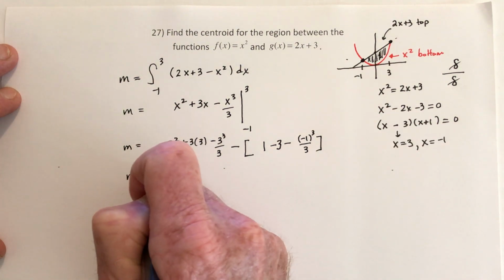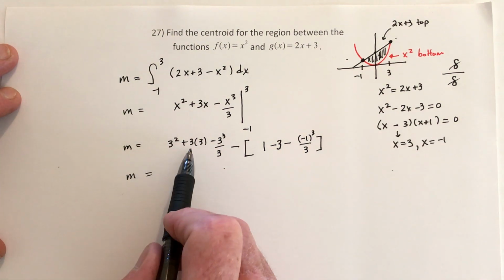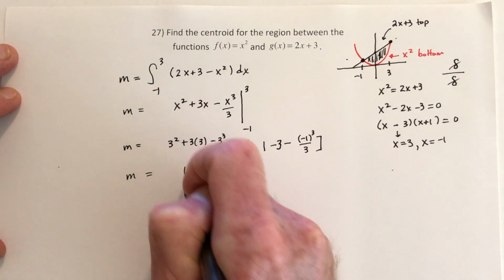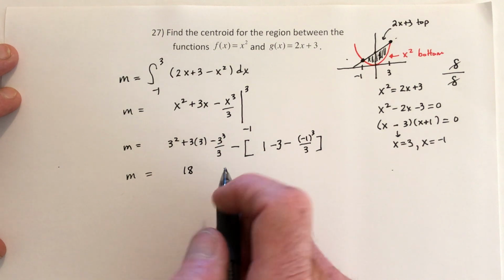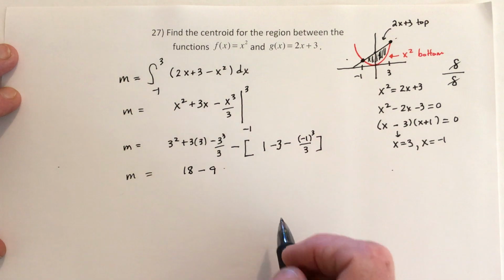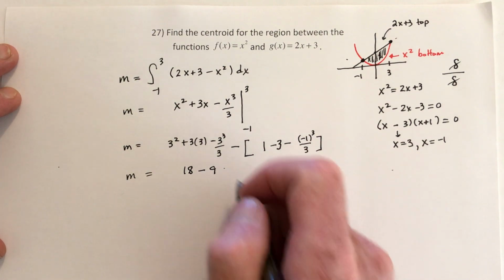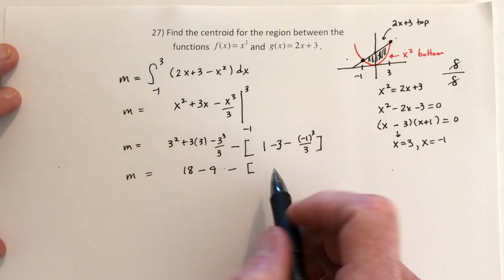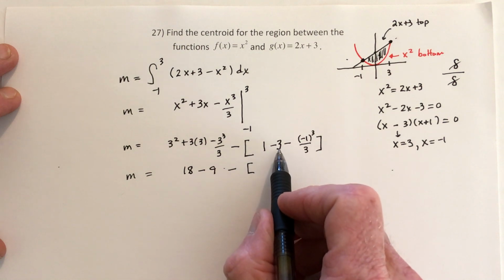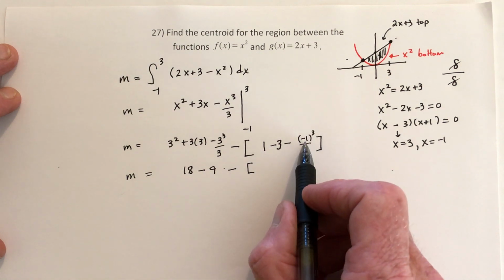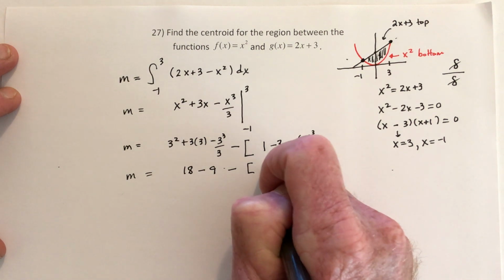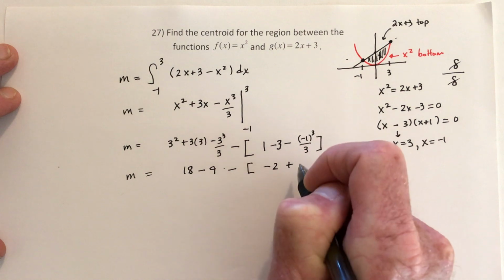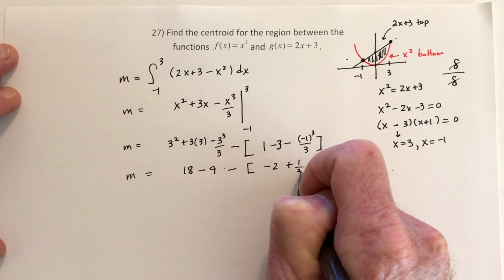So what does all of that equal? So this is going to be a 9 plus 9. So far we have 18. Here, this would be 27 divided by 3. So that is 9. And then minus, so we've got this is negative 2, and then this would be 3 negatives in a row, another negative means that it's positive. So we have negative 2 and then plus 1/3.